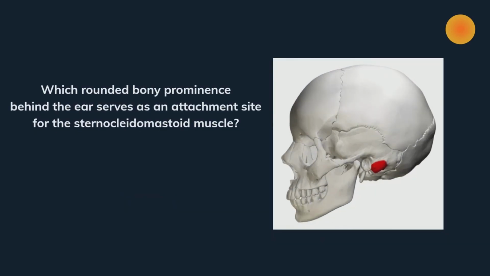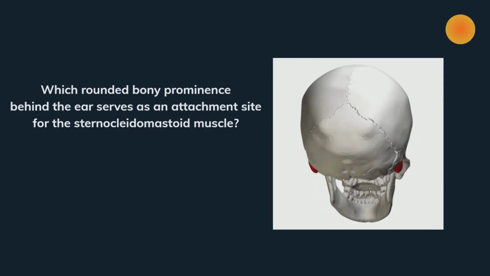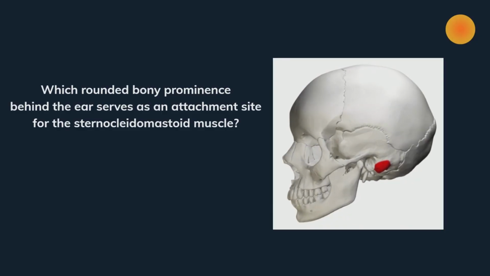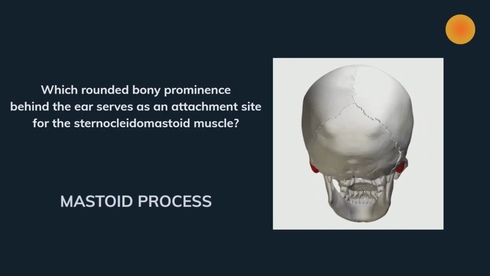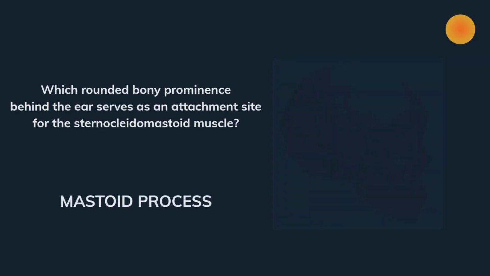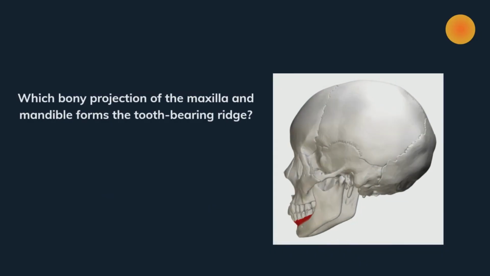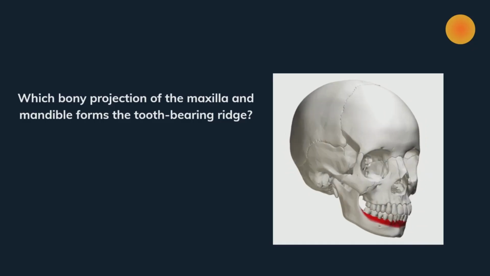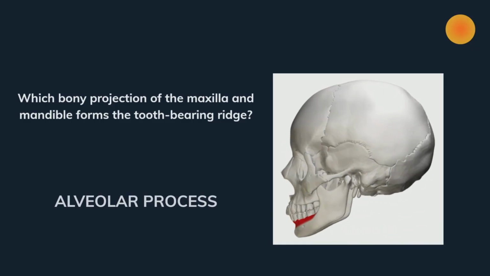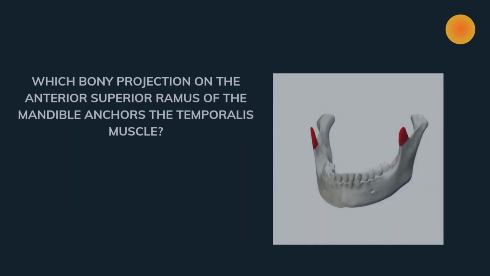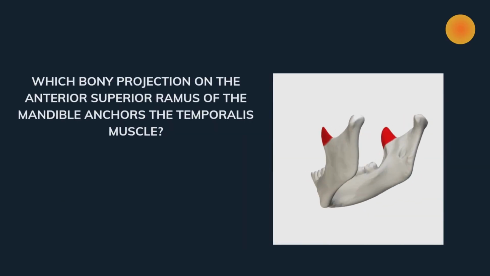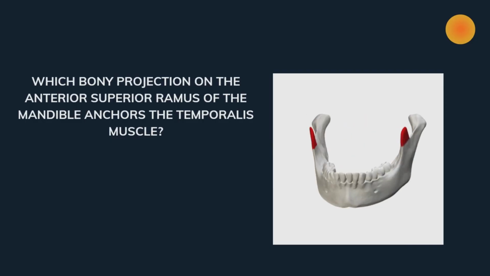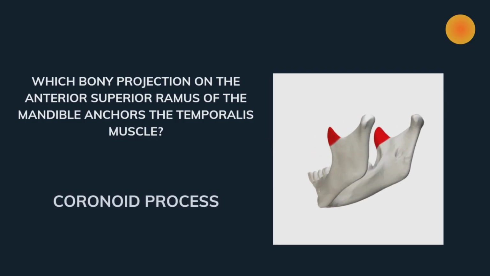Which rounded bony prominence behind the ear serves as an attachment site for the sternocleidomastoid muscle? Mastoid process. Which bony projection of the maxilla and mandible forms the tooth-bearing ridge? Alveolar process. Which bony projection, on the anterior superior ramus of the mandible, anchors the temporalis muscle? Coronoid process.